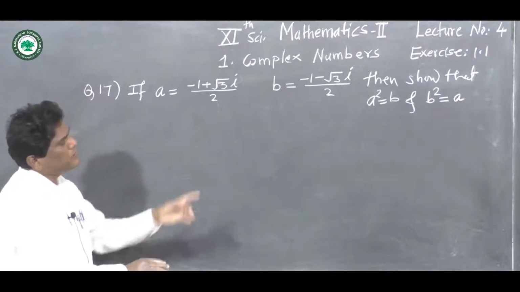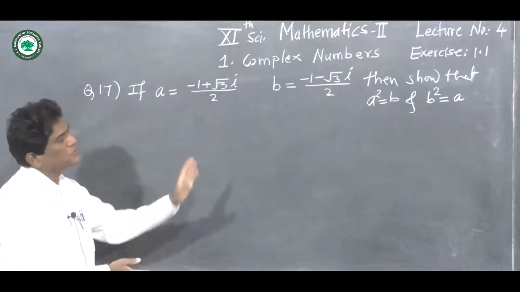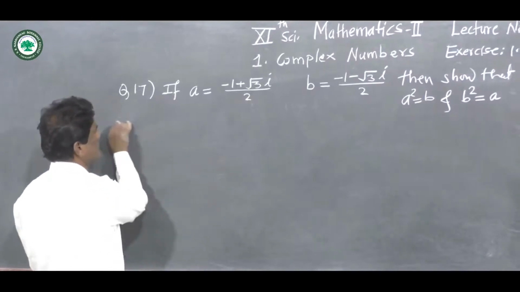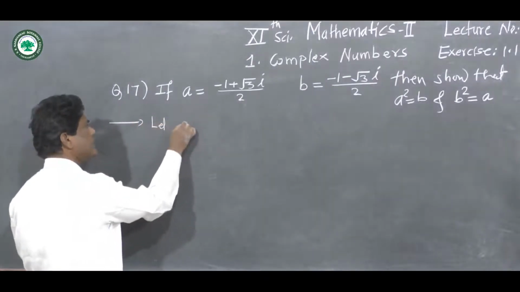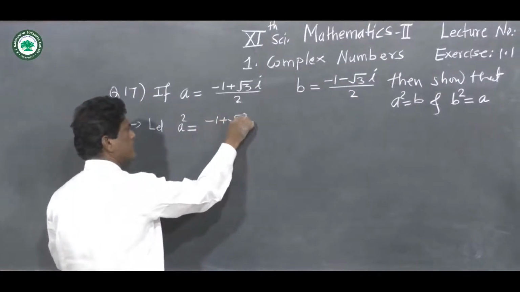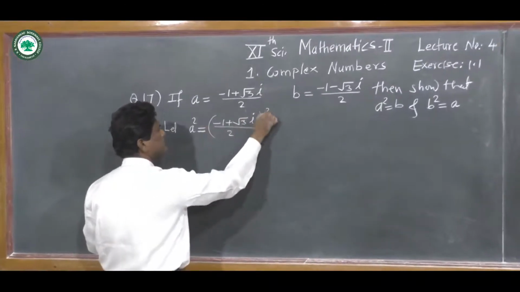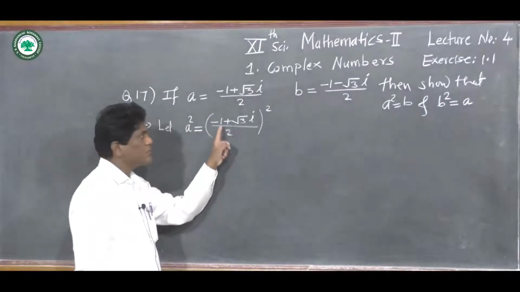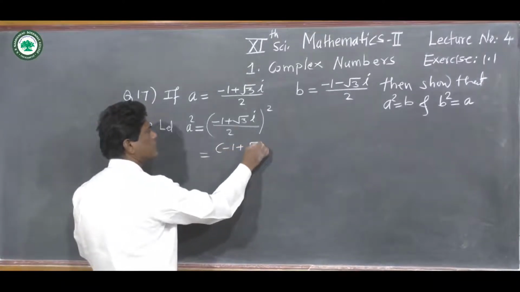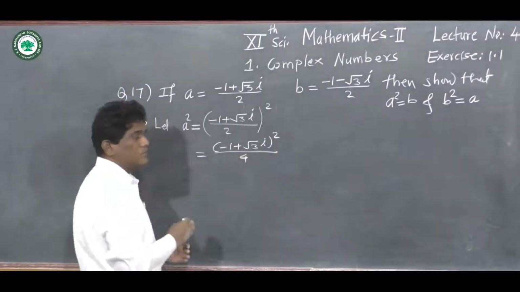We prove the first part here, that is A square is equal to B, and there is homework for you: show B square is equal to A. So firstly we consider A square. Let A square is equal to ((minus 1 plus root 3i) divided by 2) whole square. Numerator square upon denominator square, so it is equal to (minus 1 plus root 3i) whole square divided by 2 square, directly 4.